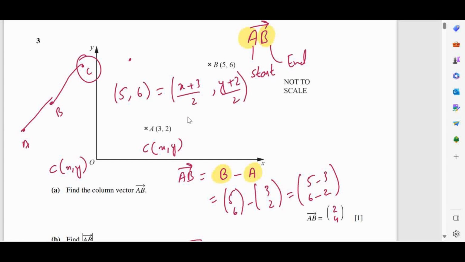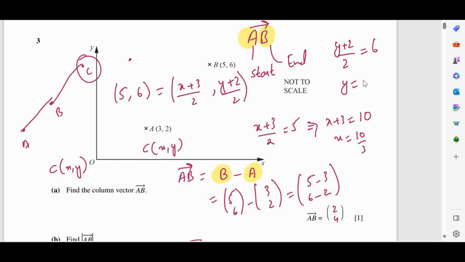So we can equate these two. So (X plus 3) divided by 2 is equal to 5. If we simplify it further, X plus 3 is equal to 10, and then X will be equal to 10 by 3. Similarly, for the Y coordinate, (Y plus 2) divided by 2 is equal to 6.